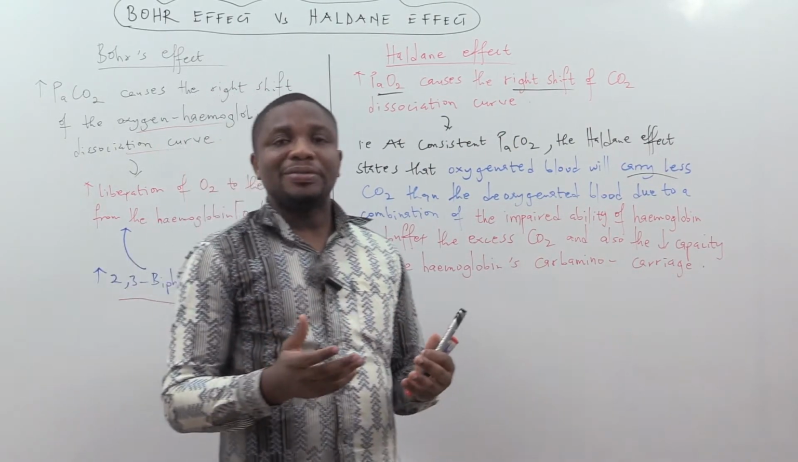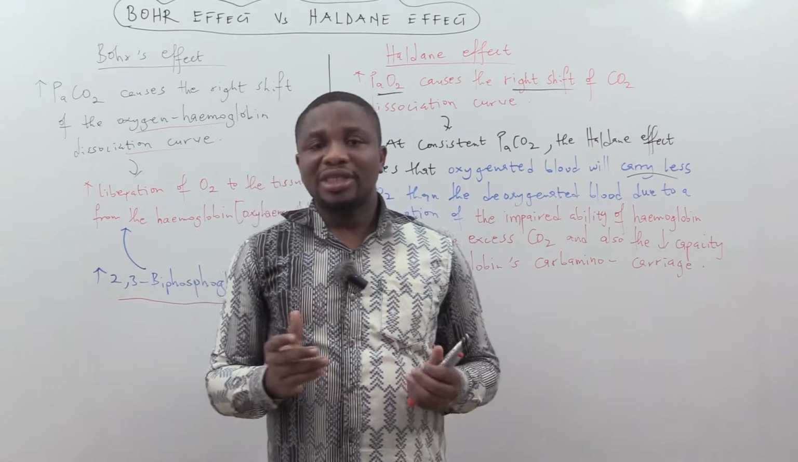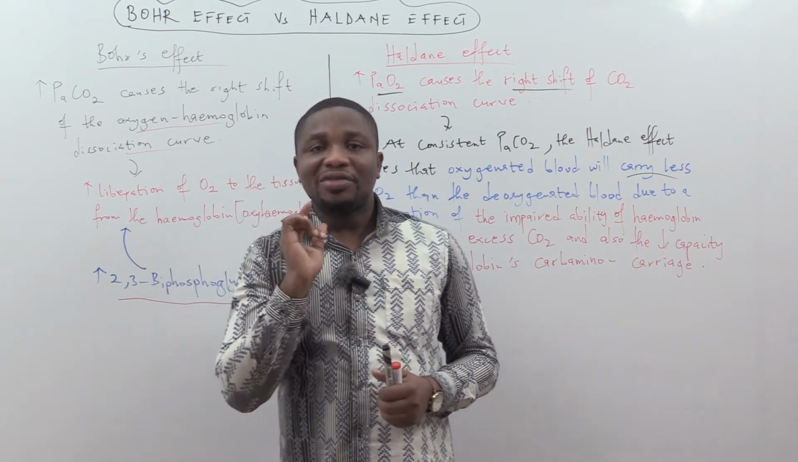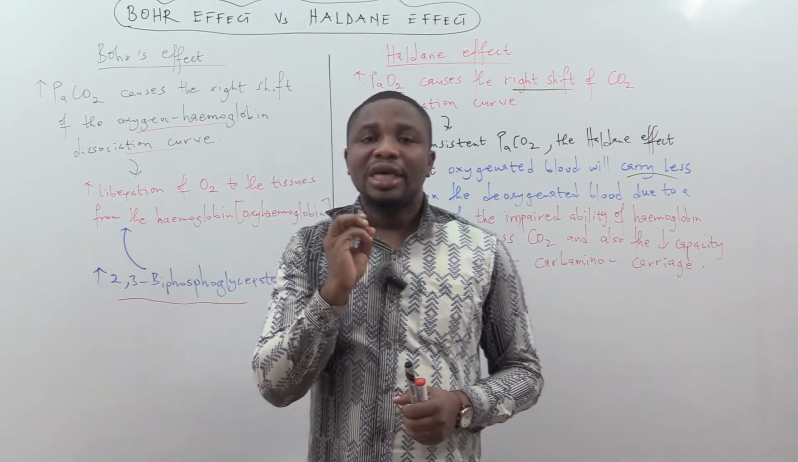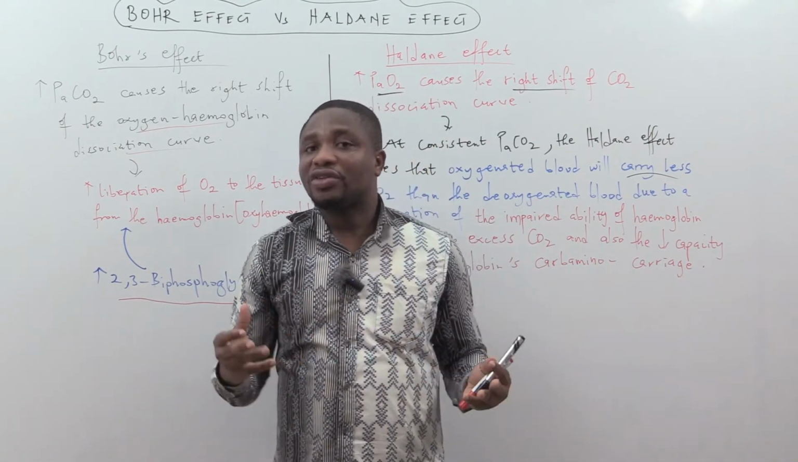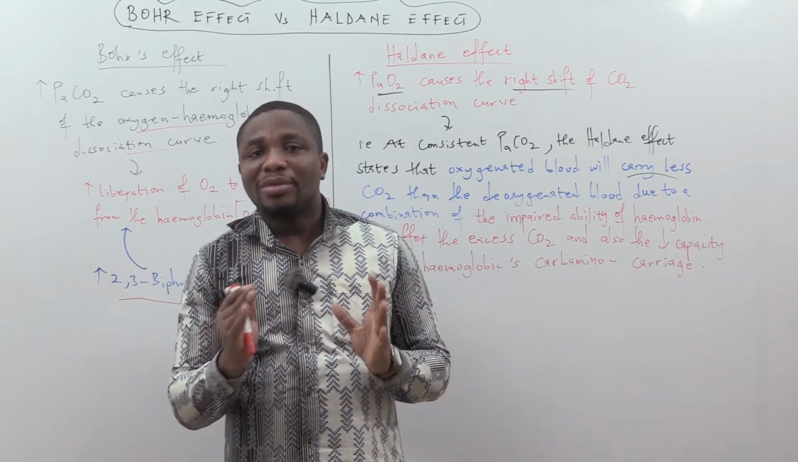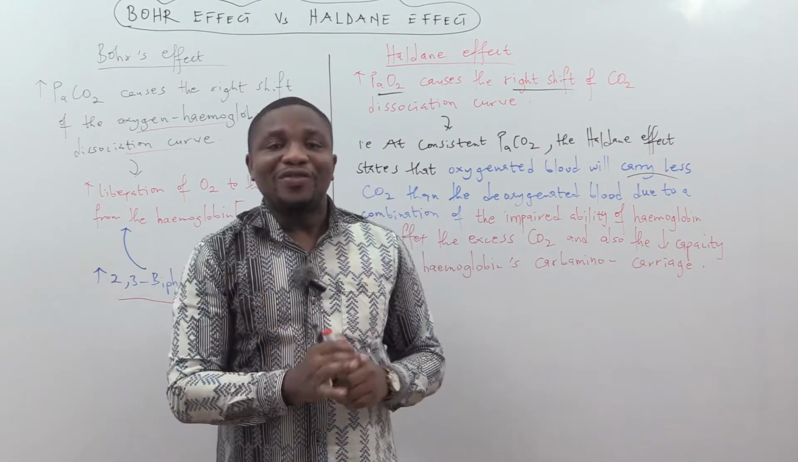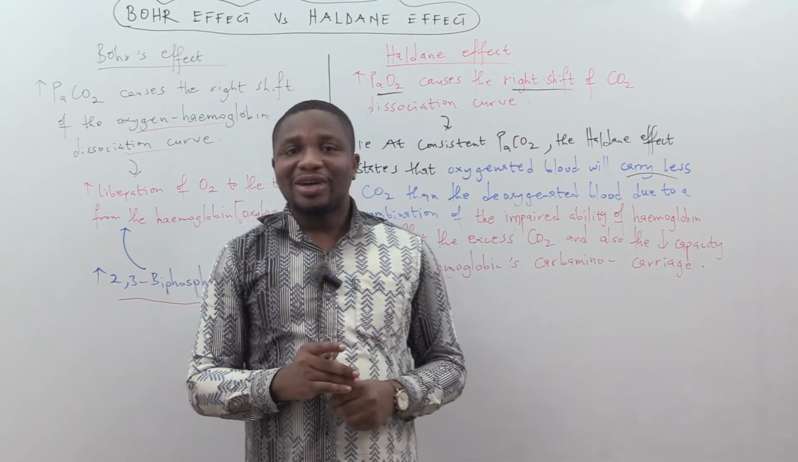So in simple terms, the Bohr's effect and the Haldane's effect are complementary. If we take the Bohr's effect, we are saying that an increase in the partial pressure of carbon dioxide causes the right shift of the oxygen hemoglobin dissociation curve, meaning liberation of oxygen. But if we talk about the Haldane's effect, we are talking about an increase in the partial pressure of oxygen causing the right shift of the carbon dioxide dissociation curve, meaning liberation of carbon dioxide.